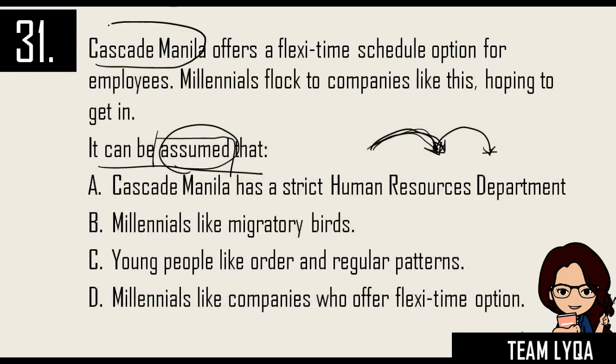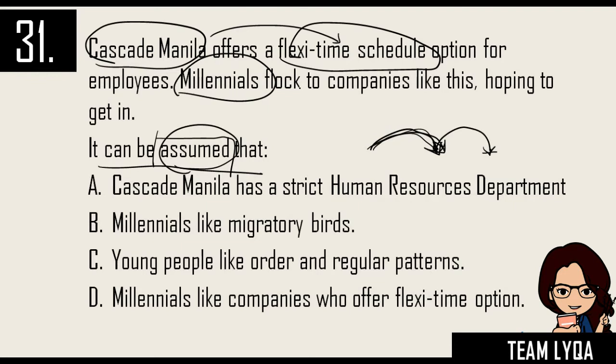Sentence 1, Cascade Manila, okay, offers a flexi time schedule option for employees. So, ang Cascade Manila is connected to yung flexi time schedule. Okay? In the second sentence, it says, millennials flock to companies like this hoping to get in. So, yung word na millennials, you can connect it to companies like this. Ano yung like this na yan? That is still Cascade Manila. So, since ang assumptions is taking it one step further, ibig sabihin dalawang talon, you can look at this and see 1, 2, dalawang talon siya.